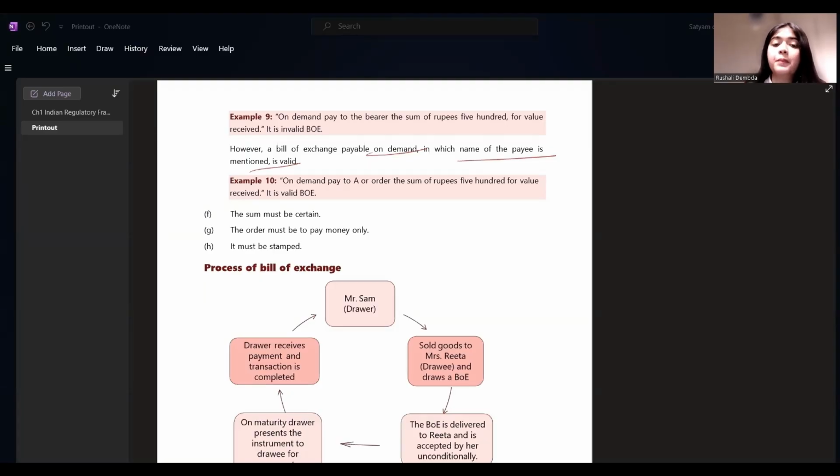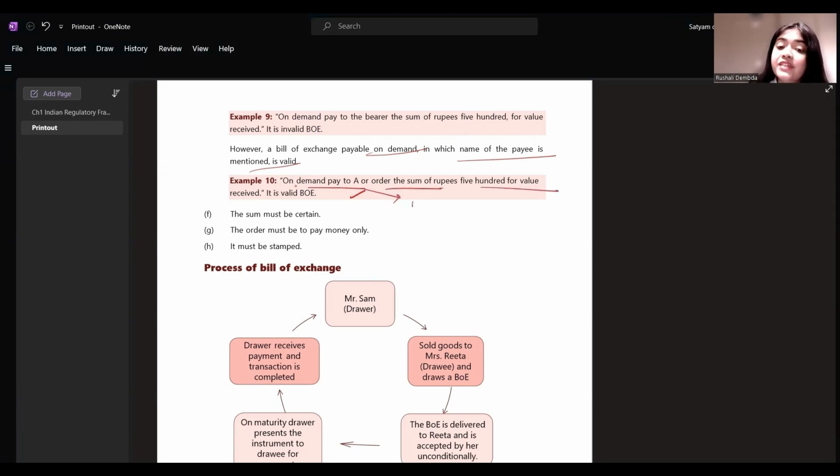So, a bill of exchange payable on demand in which the payee is mentioned is valid. If the payee is not mentioned, if it is set to pay to the bearer, then it becomes invalid. Again, they have given an example. On demand, pay to A. When A comes and asks you for money, the bank, please pay to A or order the sum of rupees 5,000.